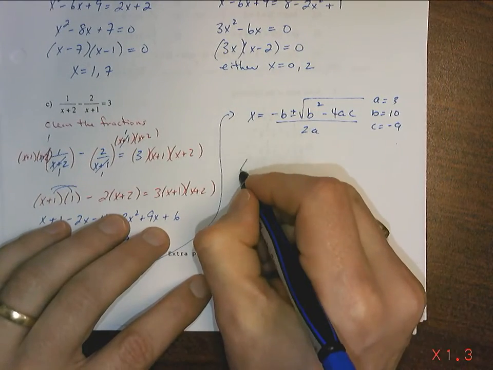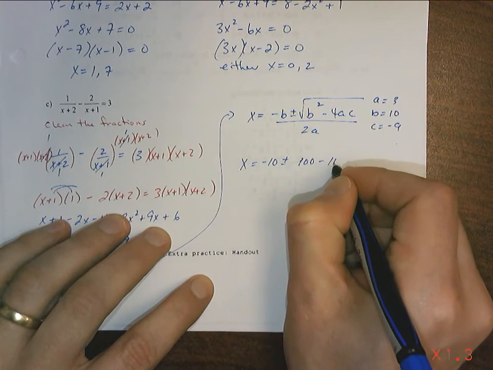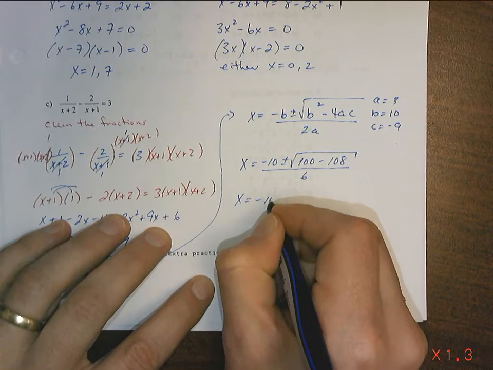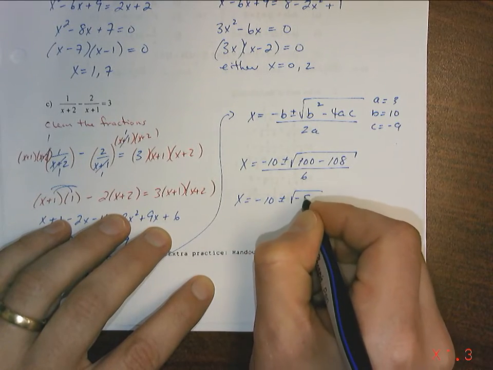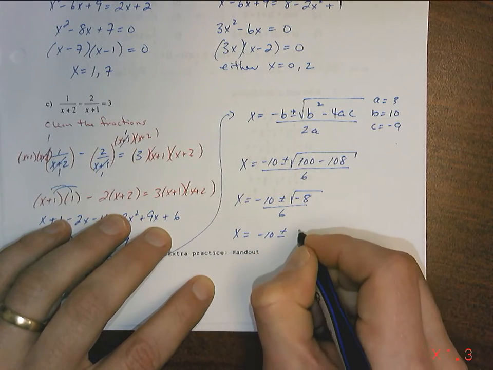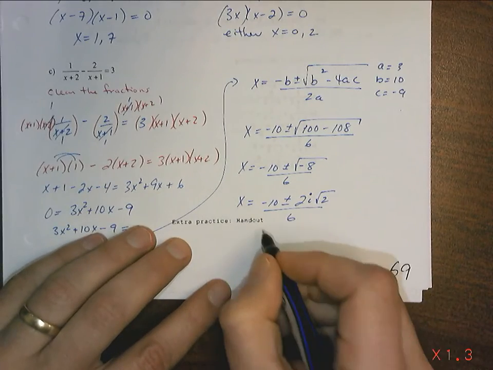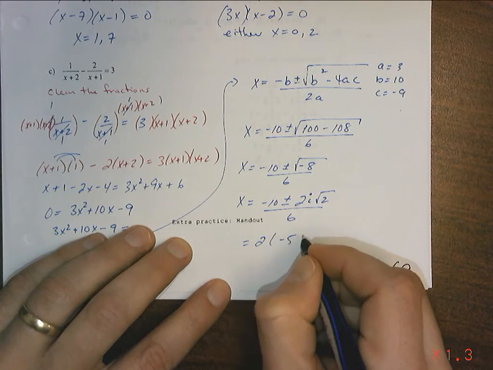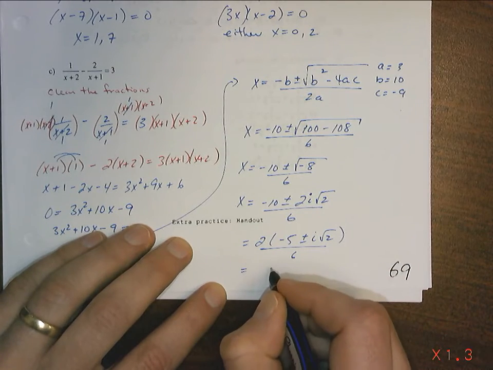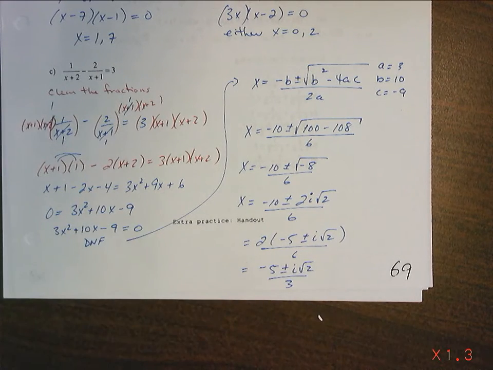Okay, so now what I want to do is x equals minus 10 plus or minus the square root of 100 minus 108, over top of 6. x equals negative 10 plus or minus the square root of negative 8, over 6. x equals negative 10 plus or minus 2i root 2, over 6. Common factor out of 2. Minus 5 plus or minus i root 2 over 6. And that'll simply be minus 5 plus or minus i root 2 over 3. And there you go.